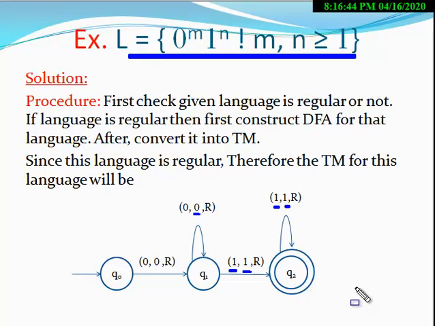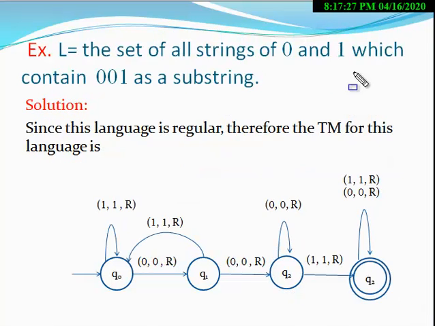But if you cannot construct a DFA corresponding to the given language, then you cannot construct a Turing machine for that either. Okay, so this is the procedure for constructing a Turing machine corresponding to a given regular language. Now we come to the next example. So this is the second example.